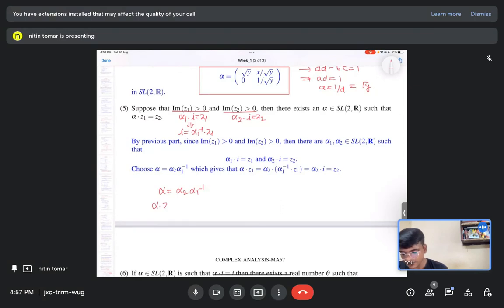Now you choose alpha to be alpha 2 alpha 1 inverse. Now what will be alpha dot z1? It will be alpha 2 alpha 1 inverse dot z1, and we have proved that it can be split like this. Now what is alpha 1 inverse z1? It is iota. And what is alpha 2 dot iota? It is z2. So you have proved that alpha dot z1 is z2.